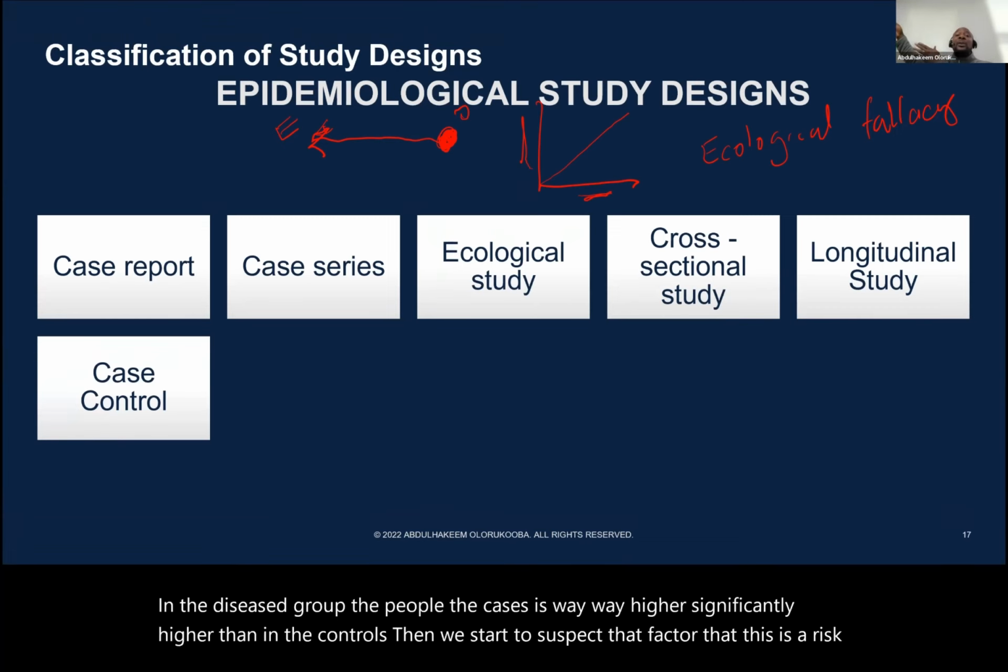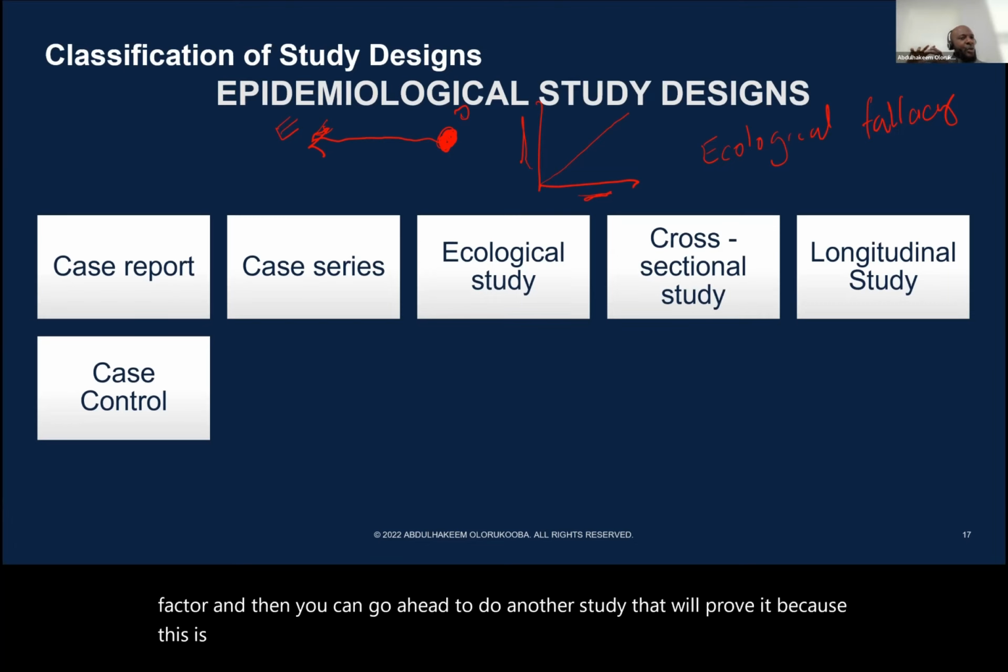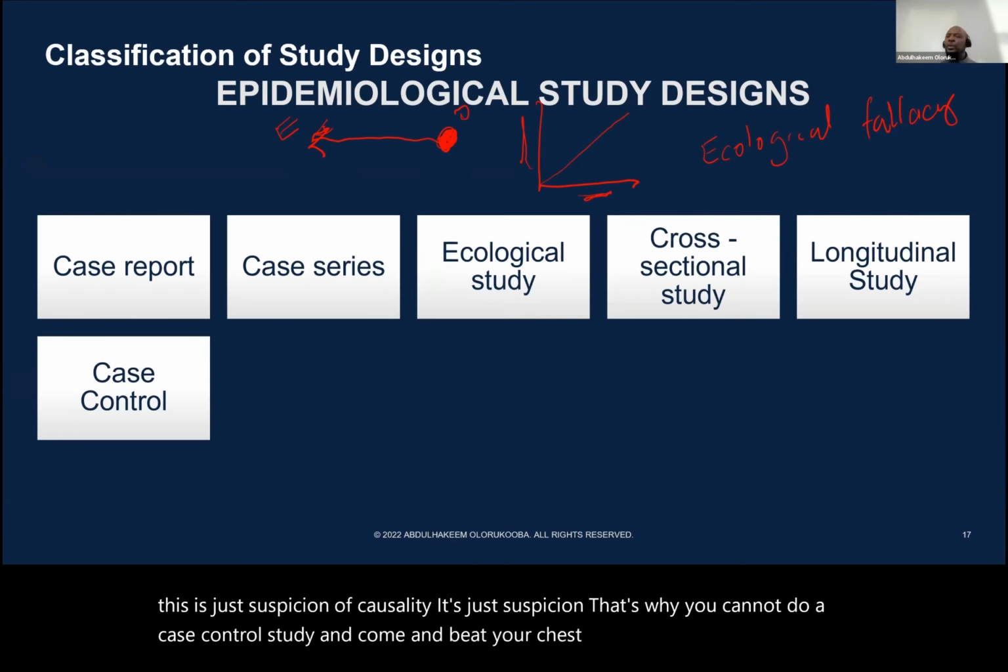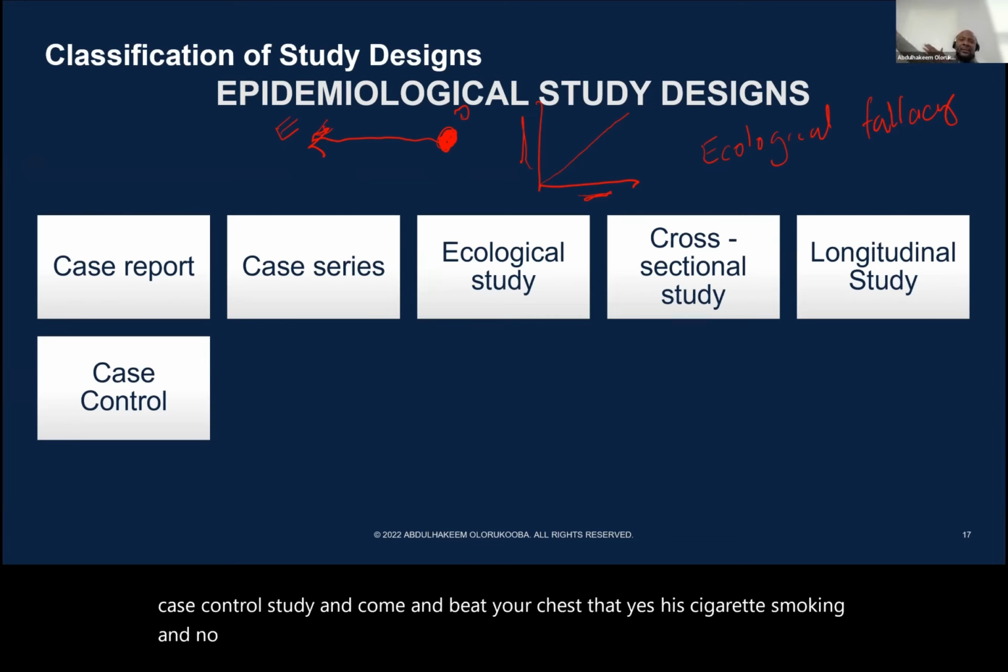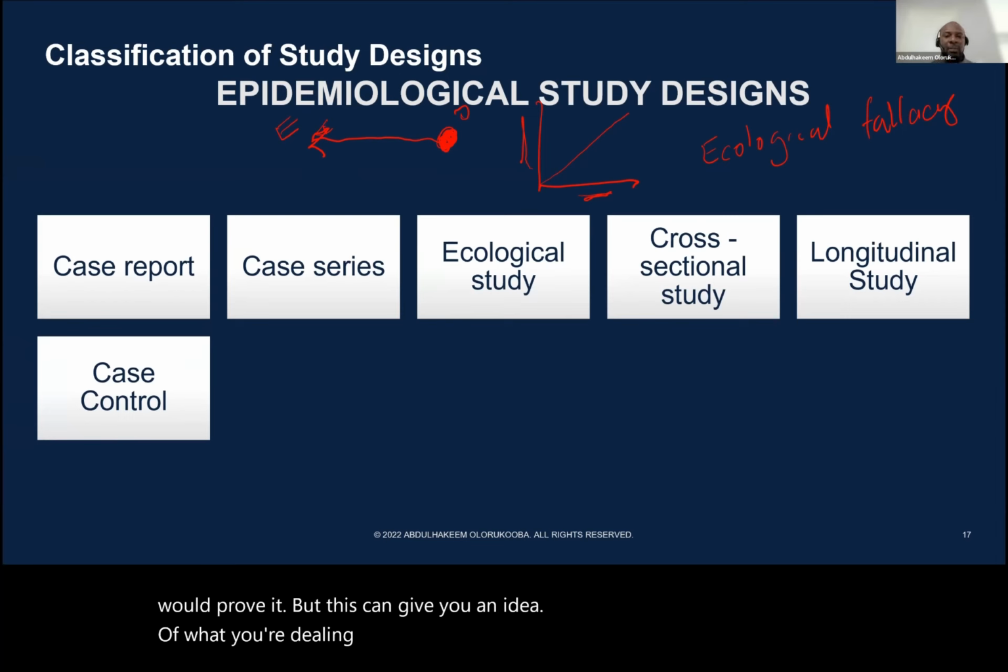And then you can go ahead to do another study that will prove it, because this is just suspicion of causality. It's just suspicion. That's why you cannot do a case control study and come and beat your chest that, yes, it's cigarette smoking that. No. Until you have done other significant studies that will prove it. But this can give you an idea of what you are dealing with. Okay? I hope this answers your question. There'll still be chance for more questions.